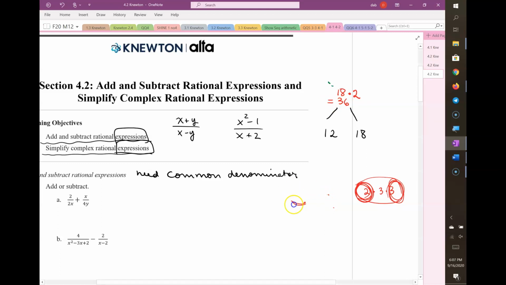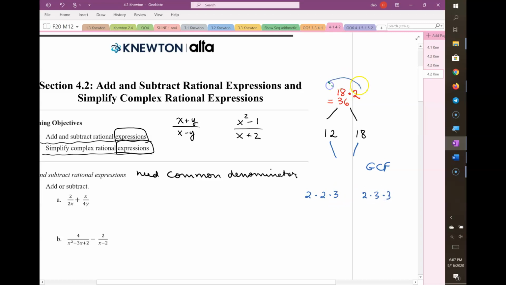So then the other thing that you could be asked to do with pairs of numbers is to find the greatest common factor. So that's asking you what is the biggest number that will divide evenly into both of these numbers. And again, it can be as big as 12, but it can't be any bigger than that, or it won't divide evenly into 12. So again, let's look at the factors. 2 times 2 times 3, and 2 times 3 times 3.